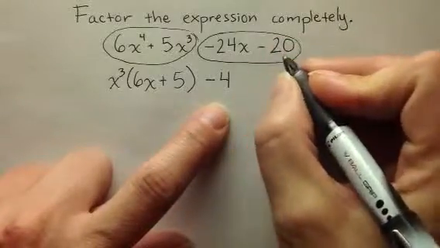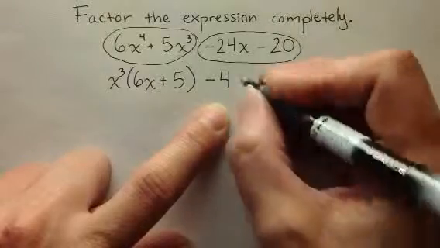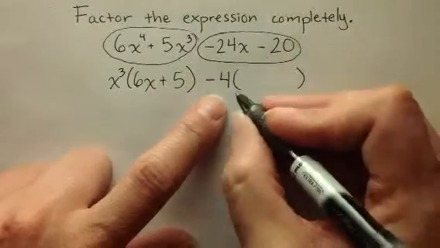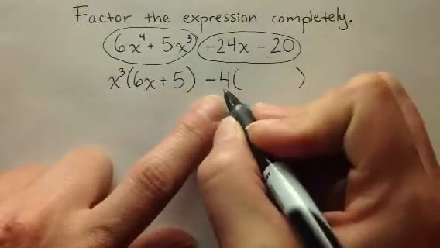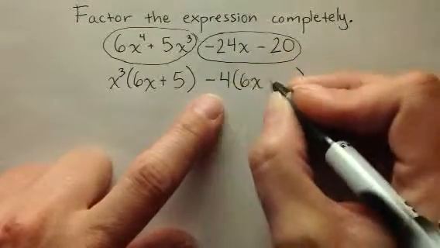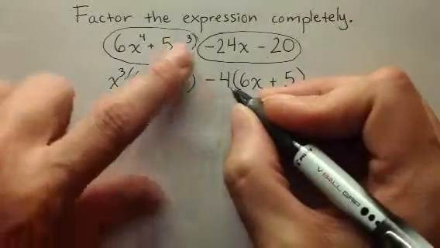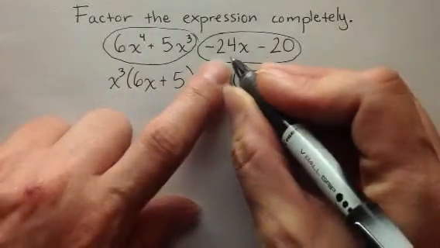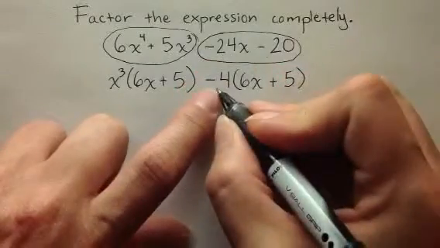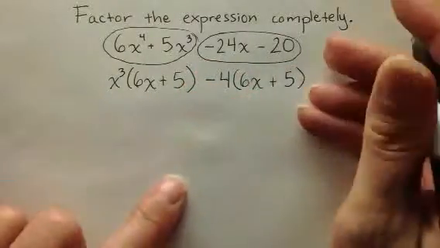I cannot take a variable because this is just a constant term. There's no x here. So what do I get when I divide both of these terms by negative 4? I get 6x plus 5. Again, multiply this back out. Negative 4 times 6x is negative 24x, and negative 4 times positive 5 is negative 20.